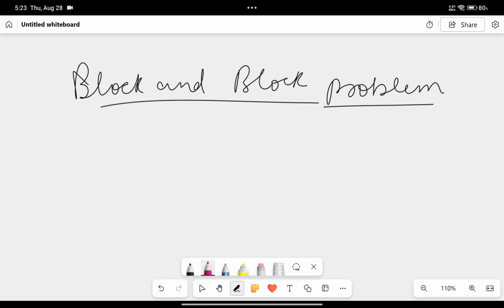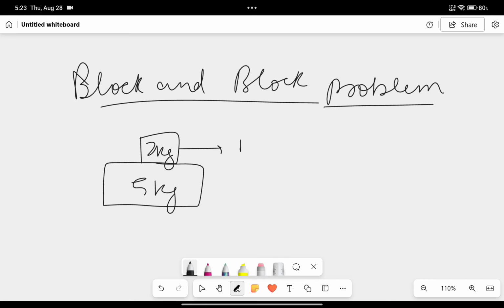So basically in this problem, there is a 2 kg block on top of a 5 kg block, and we have applied a force of 4.9 newtons. I'll try to keep my handwriting better, but I apologize for it. So the force is 4.9 newton, which is applied, and you have to find the accelerations.